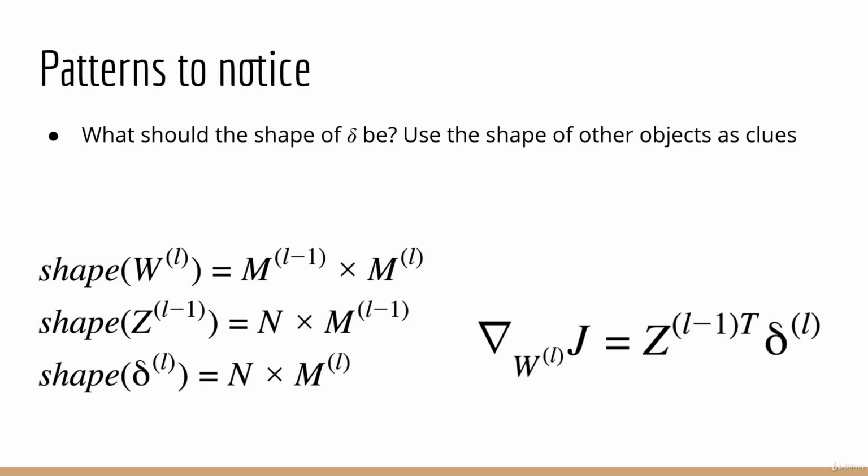Now, recognizing that this is the pattern, let's try to reason about what the shape of everything has to be. Starting from the weight matrix W_L, this has to be of shape m_{L-1} by m_L, which we've already established. We also know that z_{L-1} is of shape n by m_{L-1}. And therefore, this delta term, whatever it may be, must be of shape n by m_L. This is just to satisfy the rules of matrix multiplication.